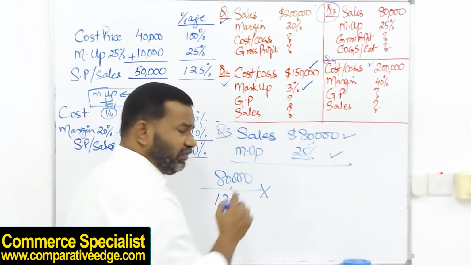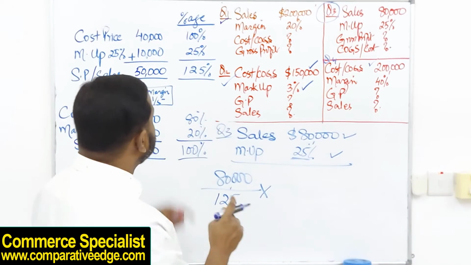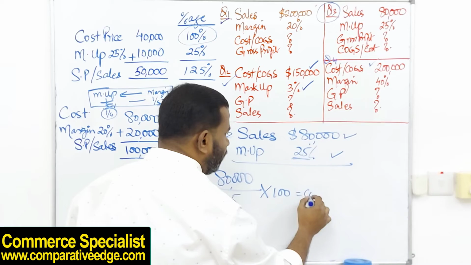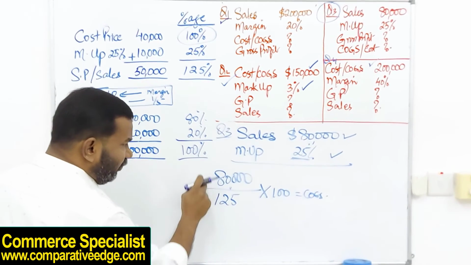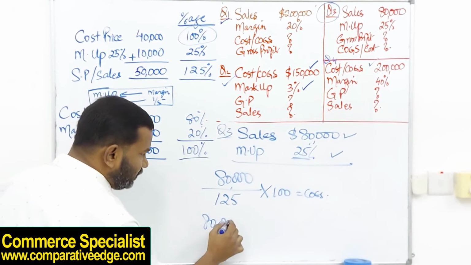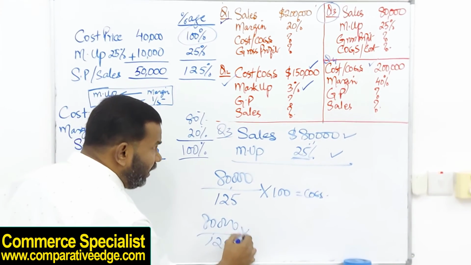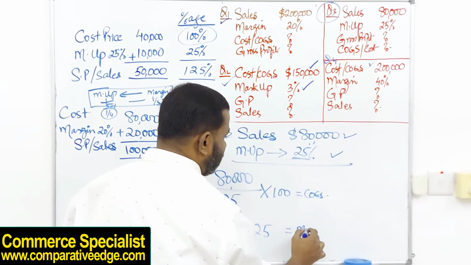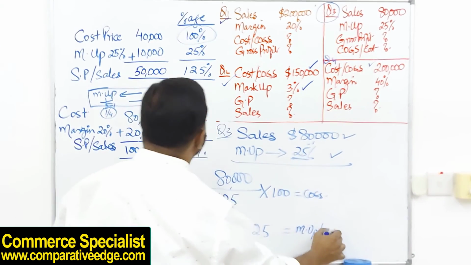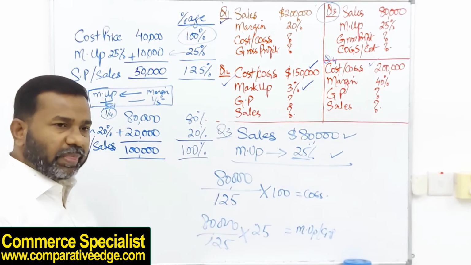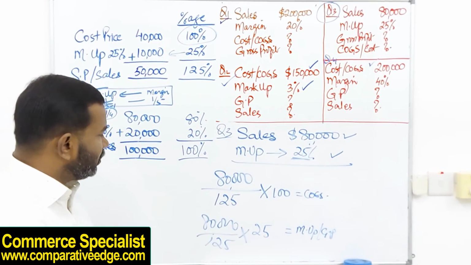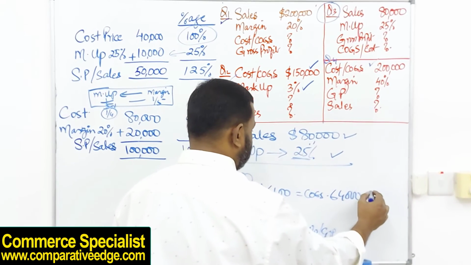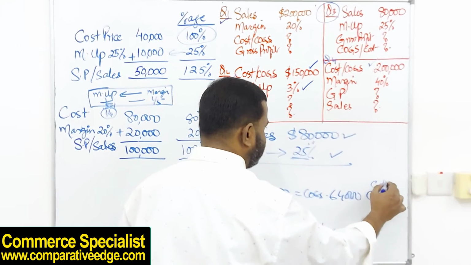Now life is easy. If you want cost, how much is cost? 100%. Just multiply by 100%, you will get the cost of goods sold. The same fraction, 80,000 divide by 125. If you multiply it by markup, you get the markup or the gross profit. Can you see? 25% is this. So if you solve this, how much does it come to? It will give you 64,000, which is your cost of goods sold or cost price.